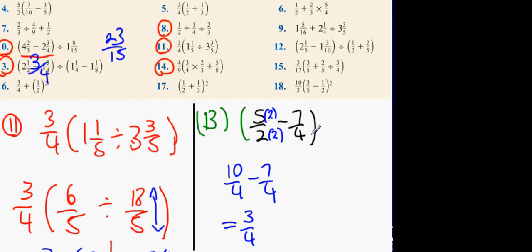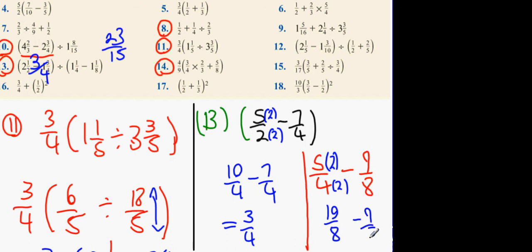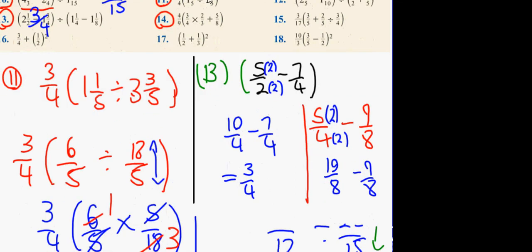Now the next one we have to do is 1 1/4, which changes into, yeah, Luke, 5 over 4. And what about the next part, 1 1/8? 9 over 8. And then what do we need to change 5 over 4 into? You have to change it into eighths. Multiplied by 2, you get 10 over 8. 10 over 8 minus 9 over 8? 1/8.